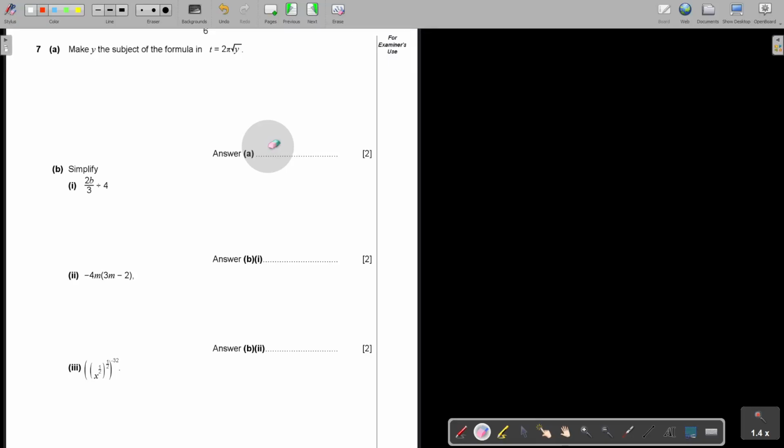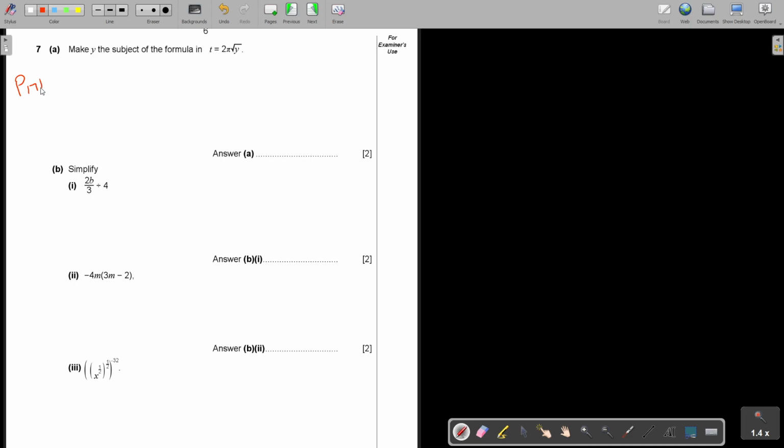Mathematics Ordinary Level, Paper 2, 2022, Part 3. Let's look at question number 7. Make y the subject of the formula. You will find it in my textbook, Part 1, Grade 10, 11, on page 171.